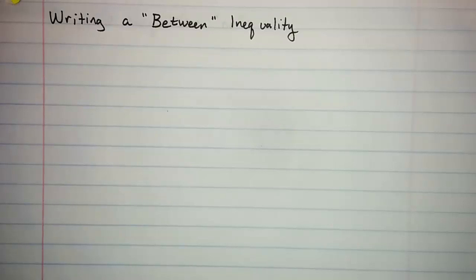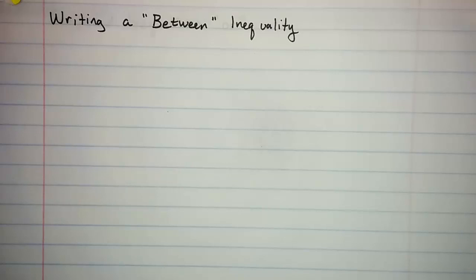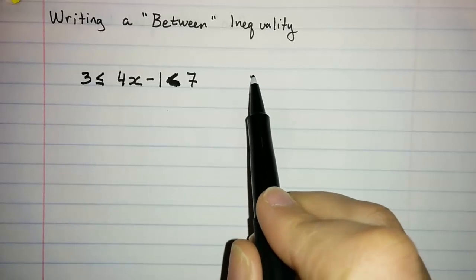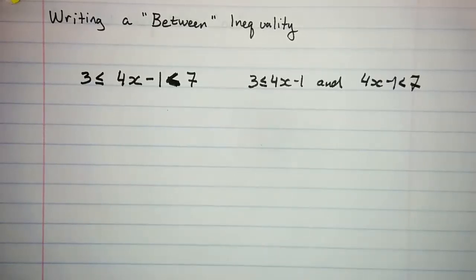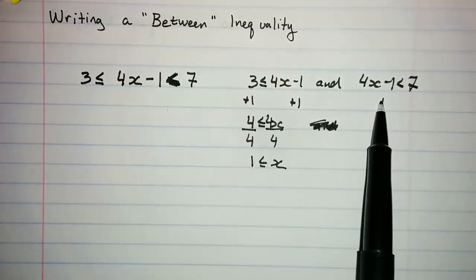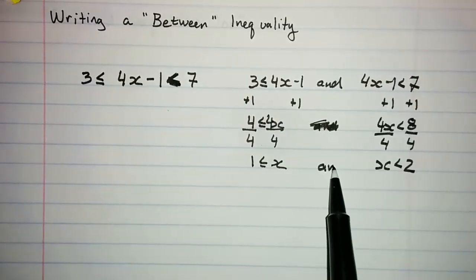One of the ways that we often encounter inequalities is in the form of one of these between inequalities. So we might have, for example, the inequality 3 is less than or equal to 4x minus 1 is less than 7. This means the same as 3 is less than or equal to 4x minus 1 and 4x minus 1 is less than 7. And now we can solve this just like we would any other compound inequality. Solve this inequality, and then solve this inequality, and then connect them with the word and.